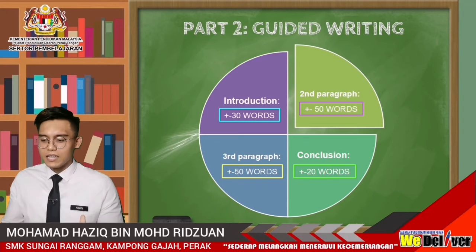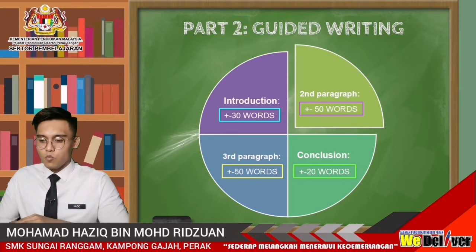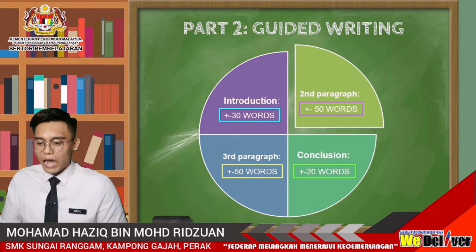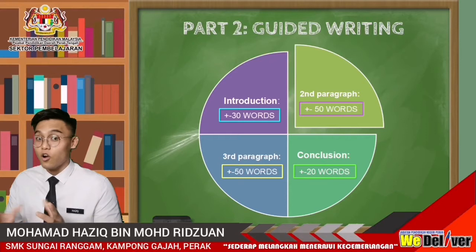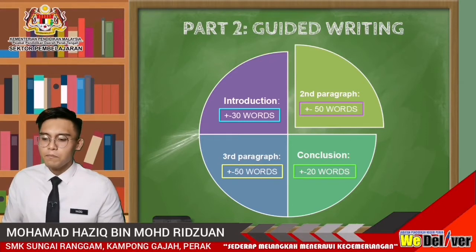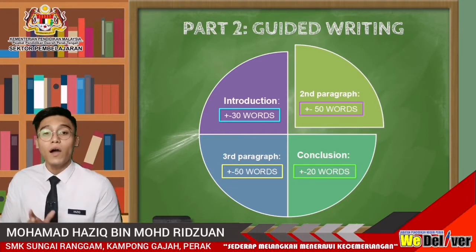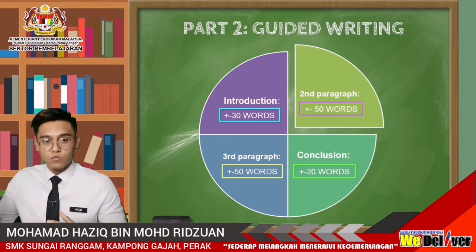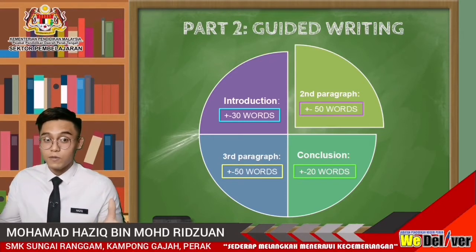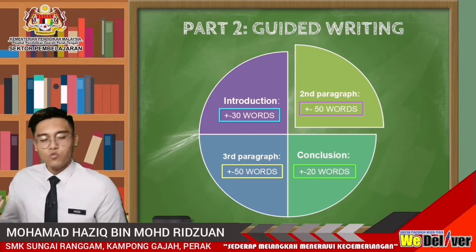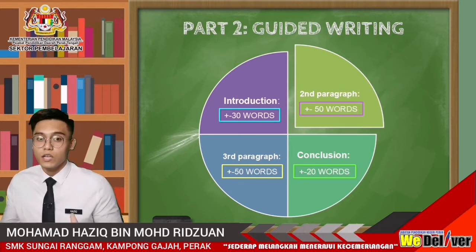Okay, so here is a suggestion of the words distribution for each paragraph. So you have to have the introduction, the body paragraphs, and also the conclusion. So that's where you get your organization marks, yeah? For the introduction, maybe you can just write around plus minus 30 words. You don't have to be long with the introduction. For the body, you have to write around 100 words. So you divide it into two paragraphs, second paragraph and third paragraph, maybe 50 words each. Right? And the conclusion, around 20 words only. You don't have to write a long concluding paragraph.